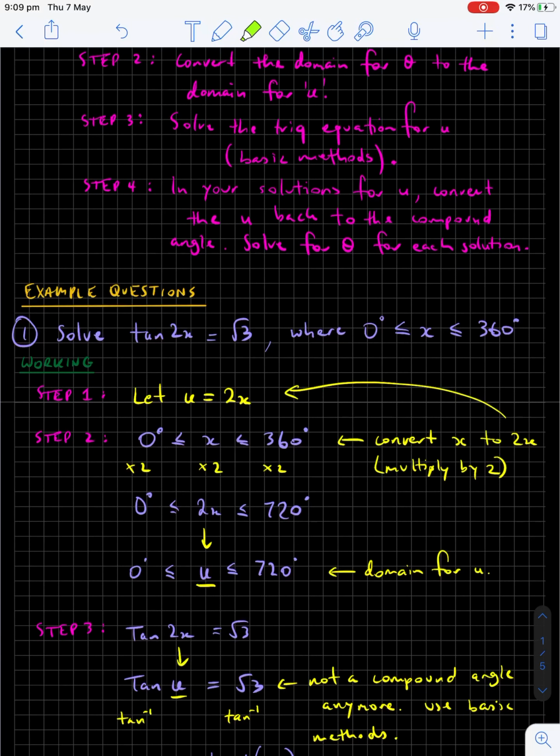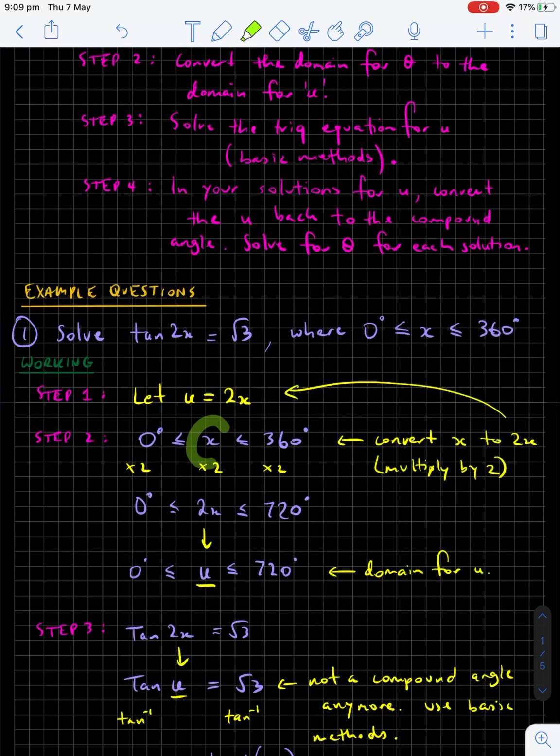Okay, so let's do an example. Solve this equation here, where x is between 0 and 360. First up, we see our compound angle of 2x. We want to let u equal that 2x. We want to be able to work with u's, not 2x's, because compound angles are not very nice to us with these equations. Step number 2, we want to prepare ourselves to work with this u. We want to get the right domain. We want to change this x so it becomes a u.